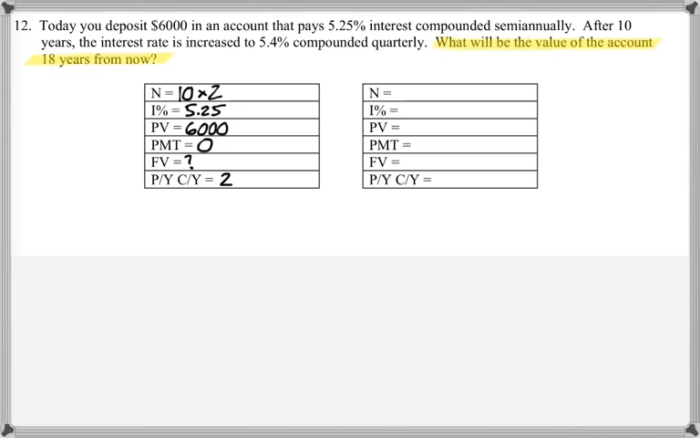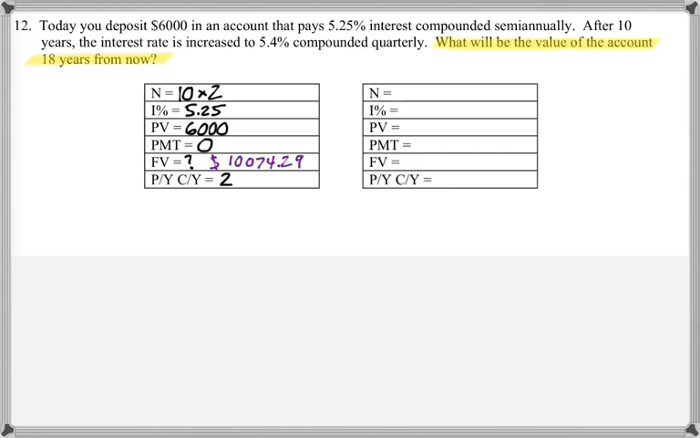So if we use the TVM solver, we get $10,074.29. So that is how much is in the account after 10 years.